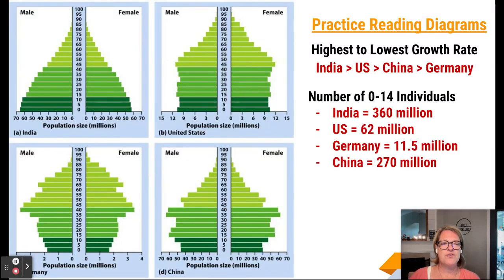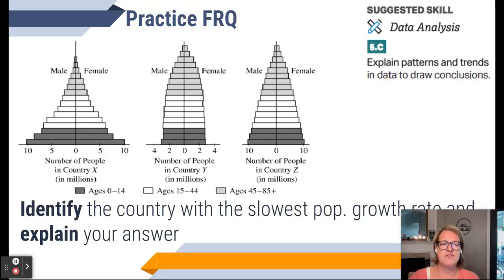Here's the number of 0 to 14 individuals, just to give you some perspective, because you really can't see how many people are in each of these different age cohorts. Well, I guess you can. It does say population size in millions, so I guess you can see that. But just to tell you, India has 360 million pre-reproductive age people, US 62 million, Germany 11.5, and China 270 million. Okay. So again, predictions can be made about these populations in the future.